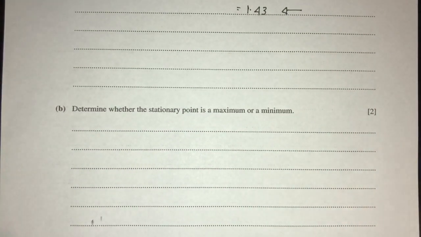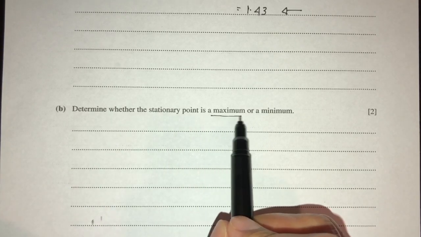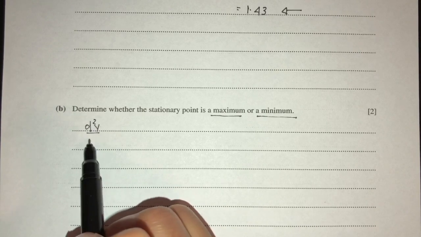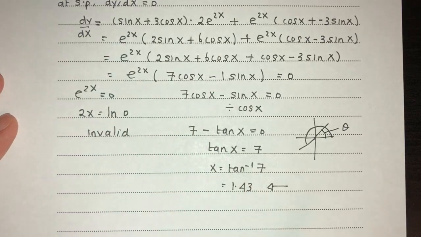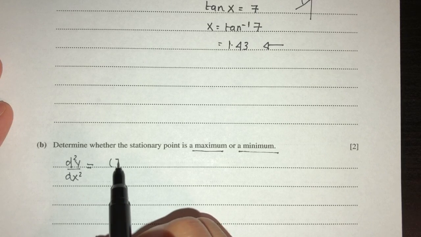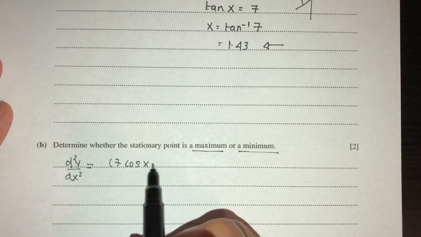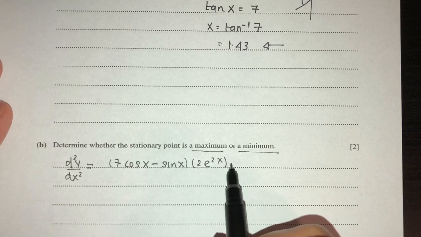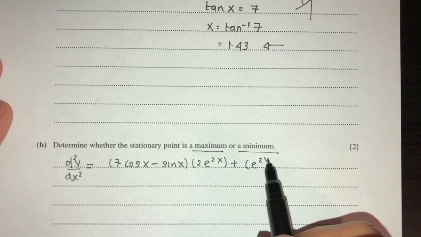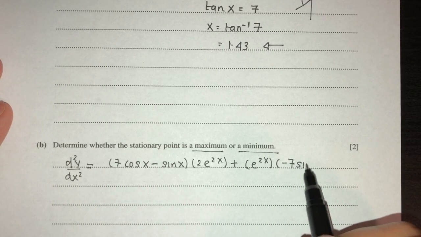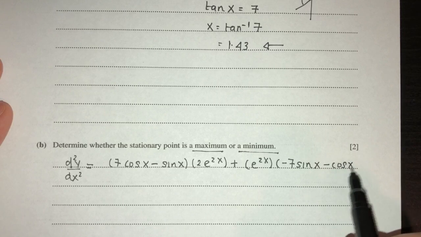Now for part 2, determine whether the point is a maximum point or a minimum point. So to find the nature of the point, we have to find d2y by dx2. So since we know dy by dx is this, we can find this the same way. It is a product, we have to use the product rule. So the first, we have to rewrite the second term as it is, and then do dy by dx. You will have 2, and then plus this term as it is, and then same thing, dy by dx for this one. You will have minus 7 sine x minus cos x.